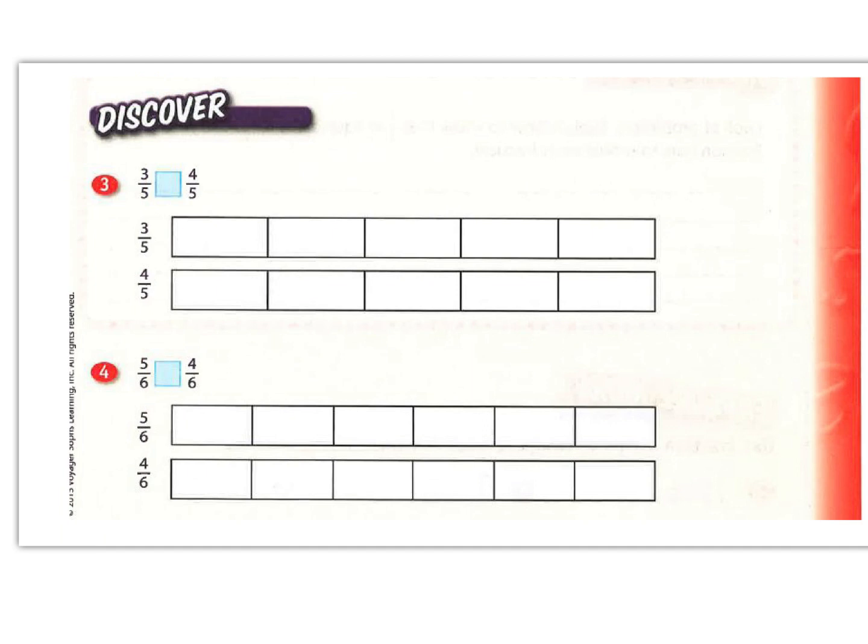Here we have 3/5 and 4/5. Each of these has 1, 2, 3, 4, 5 sections. So we'll do 3/5 here, 1, 2, 3. So we have three spaces filled in on the fraction strip. And then for 4/5, we'll shade in 1, 2, 3, 4.